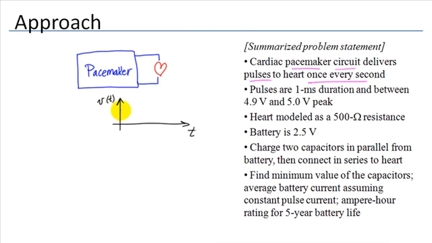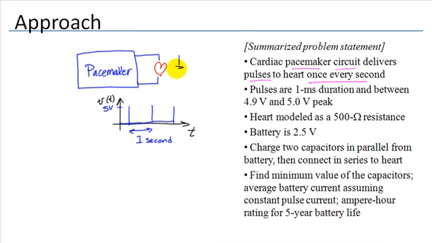And let's go ahead and visualize these voltage pulses. Once every second, we have an approximately 5-volt pulse of only 1 millisecond duration. So these are pretty short pulses, but they occur once every second to establish the pacing of the heartbeat.